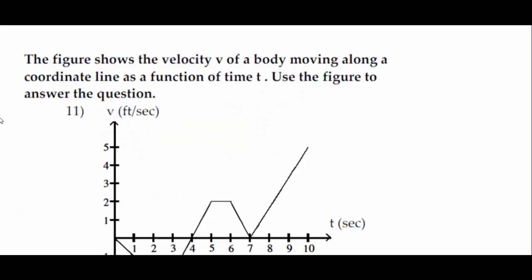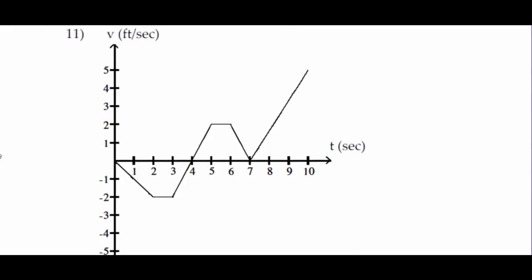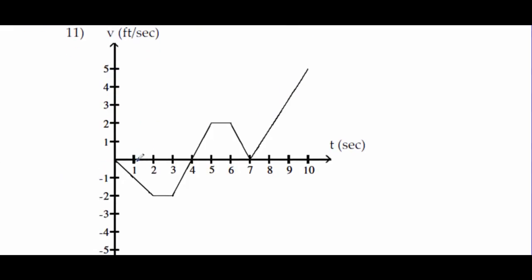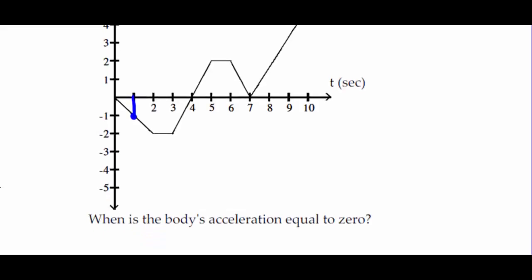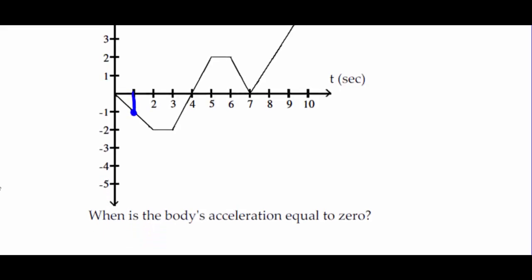Number 11 gives us a velocity graph. So in other words, this is saying that at time 1 second, our velocity is -1 and things like that. It asks us some specific questions.